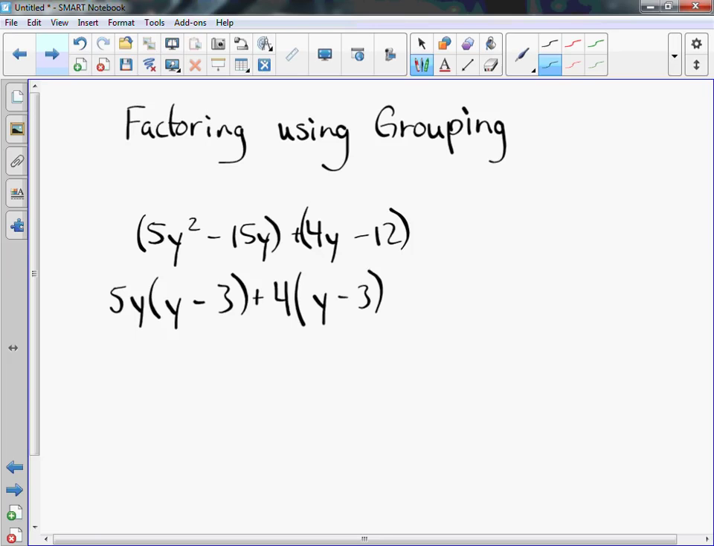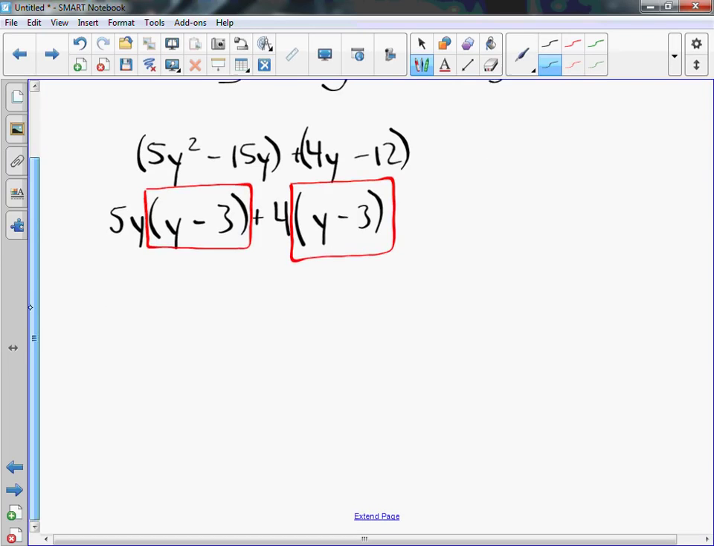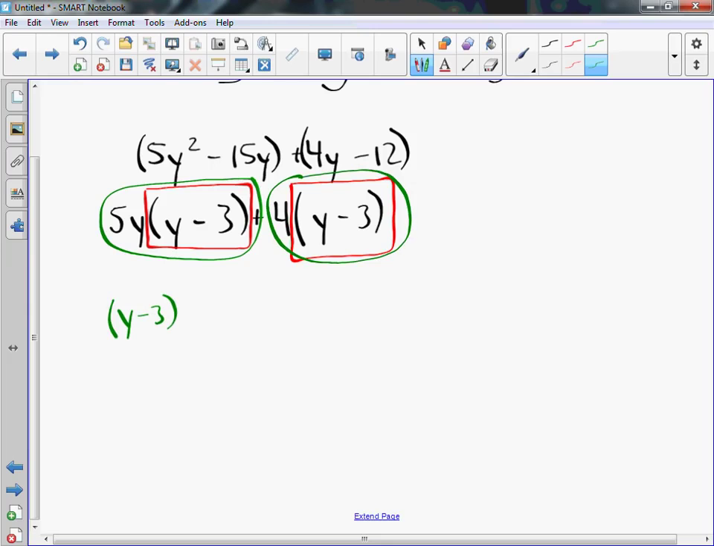Okay, now if you look at this, this is strange, but I've got the 5y times y minus 3, and I've got a 4 times y minus 3. So technically, I can factor this again. Out of this group, I can take out a y minus 3. And this group also has a y minus 3 in it. So I'm taking out a y minus 3.